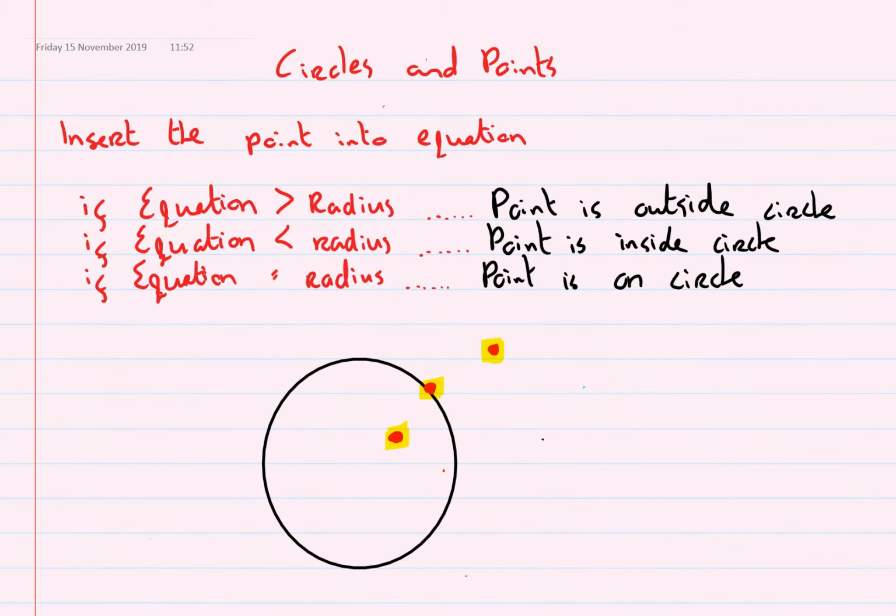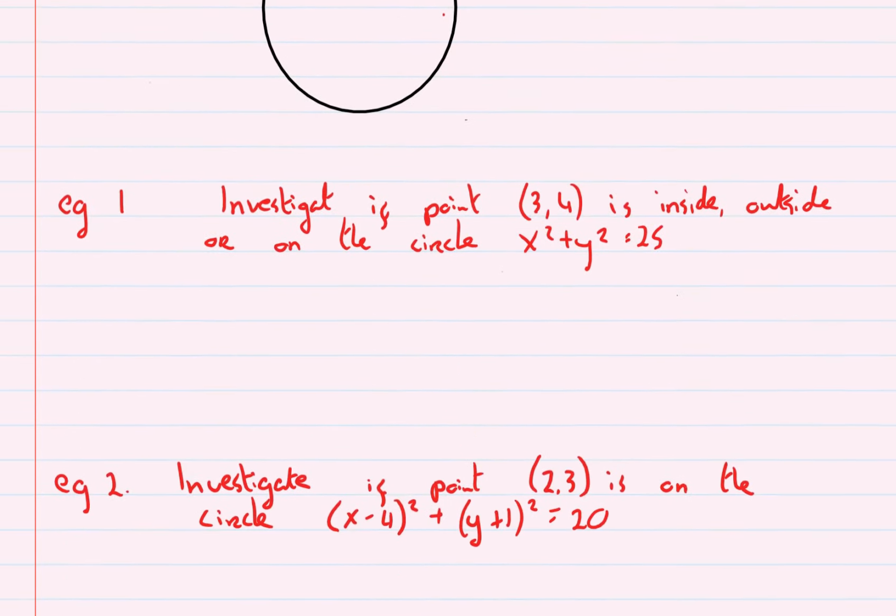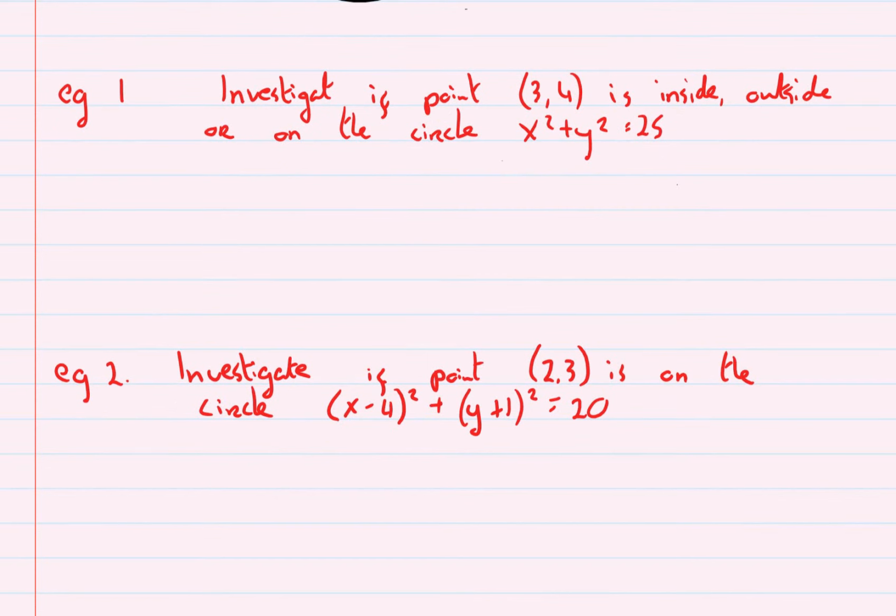Rather than just drawing the circle, drawing the point and visually seeing if it lies inside, outside or on, what we do is we take the point and we insert it into the equation. And then we work out the equation, and if the number we get after working out the equation is greater than the length of the radius, well then we say the point is outside the circle. If however the number we get is less than the radius, then the point is inside the circle, and if the number we get in the equation equals the radius, the point is on the circle. I'll demonstrate it with these three examples.